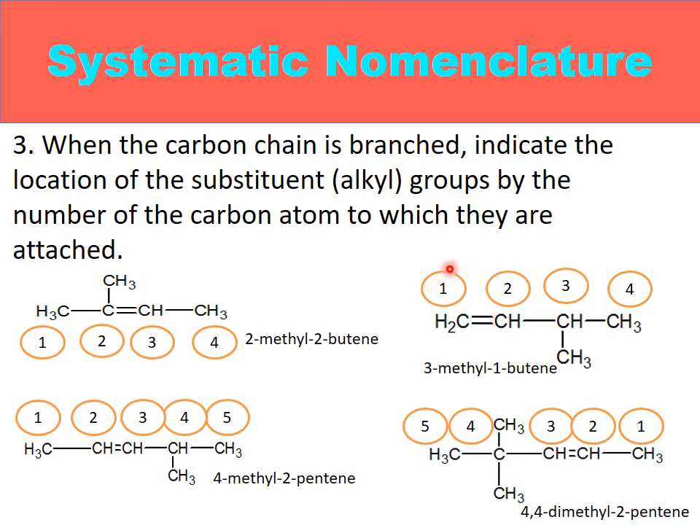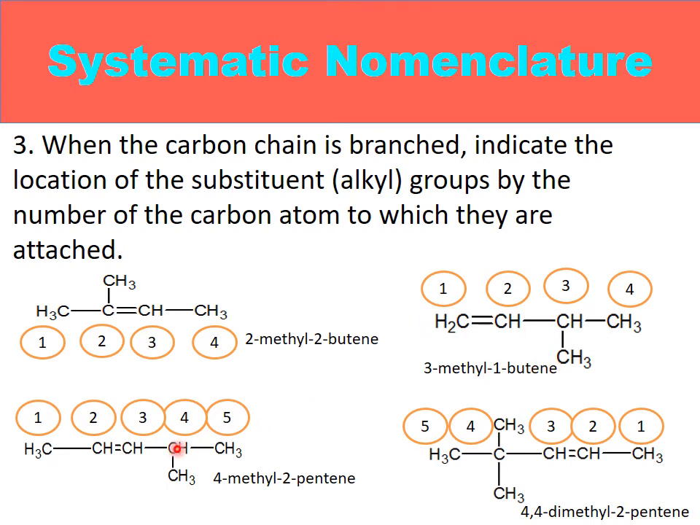If you start by enumerating the chain from the left, then the first branch, which is methyl here, CH3, will be located at carbon number 3. So its name is 3-methyl. And 1-butene, since the double covalent bond is attached to carbon number 1. So 1-butene, since the main chain is made up from 4 carbon atoms.